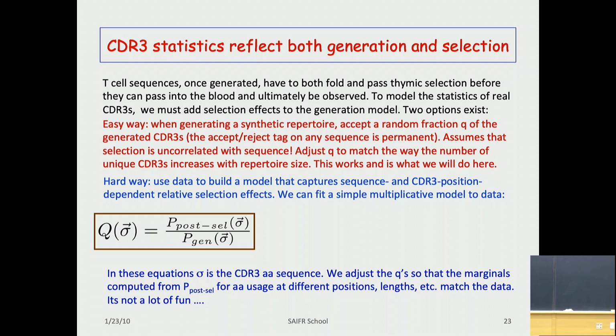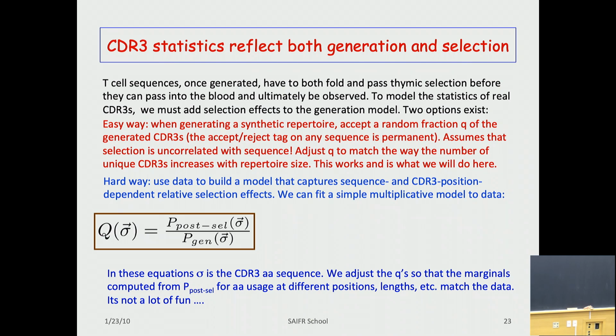Well, you can do something about that, and we have. Let's see, T cells once generated have to both fold and then they have to pass thymic selection before they can pass into the blood. Okay, so we'd like to model the statistics of real CDR3s, and if we want to do that, we have to add selection effects to the generative model.